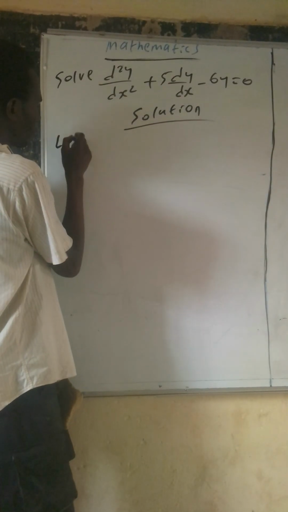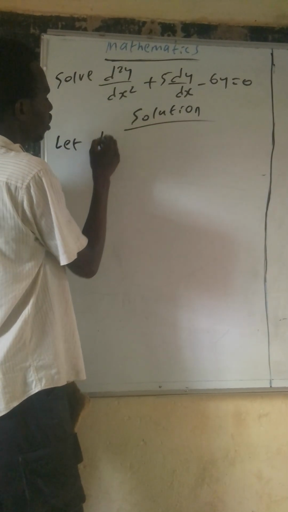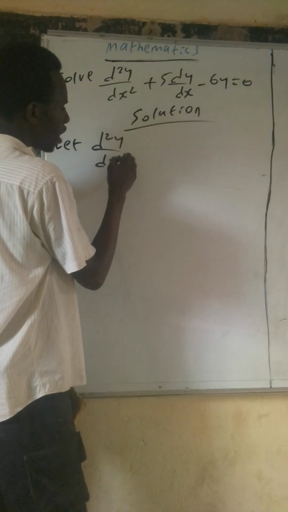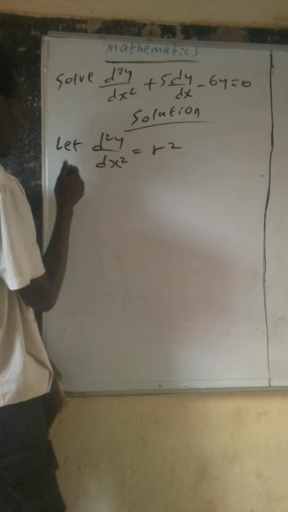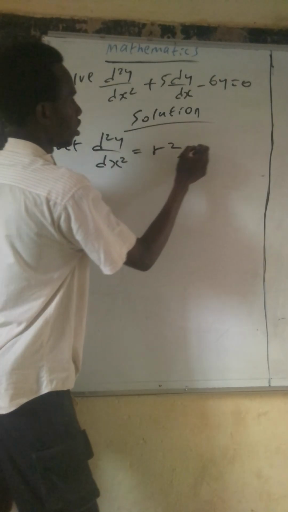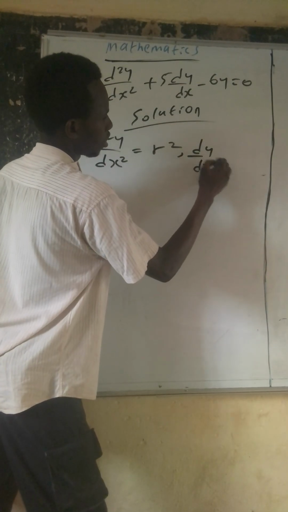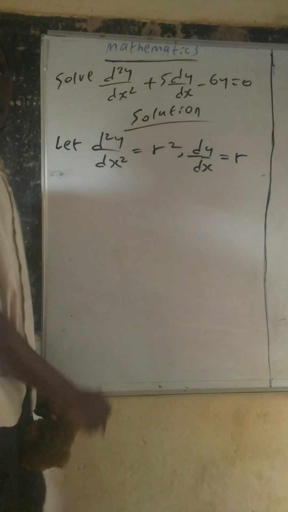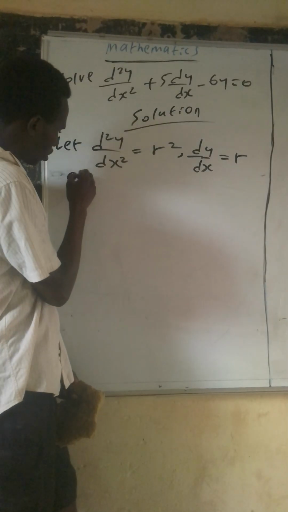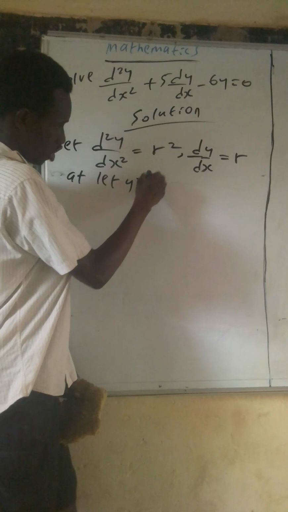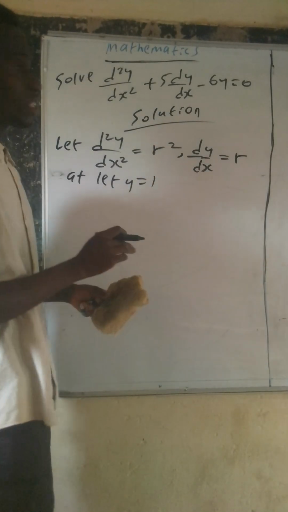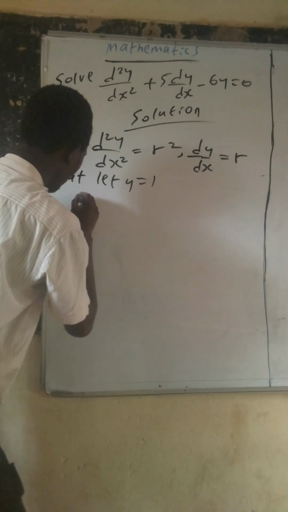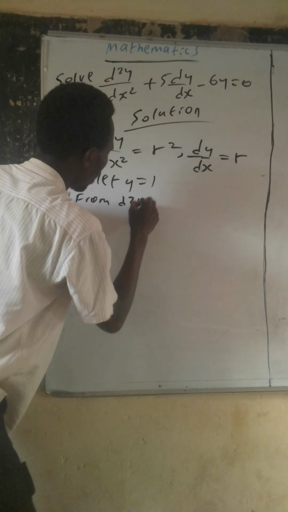So how can we solve this? Let the second derivative of y over dx squared equal r squared. Do you get me? We set this one as r squared. And the dy dx, let's set it as r. Do you get me now? And let y equal 1.